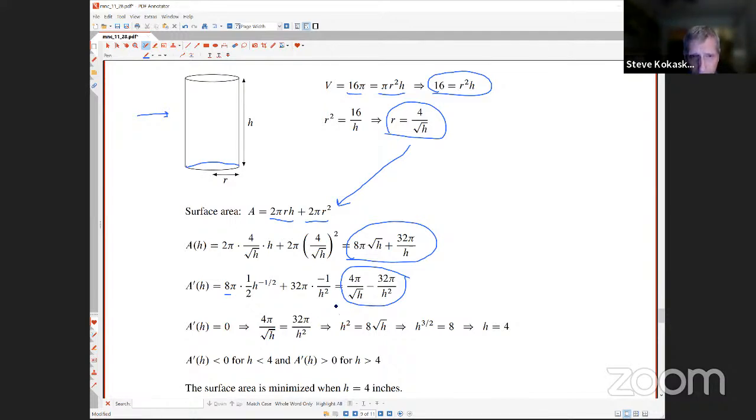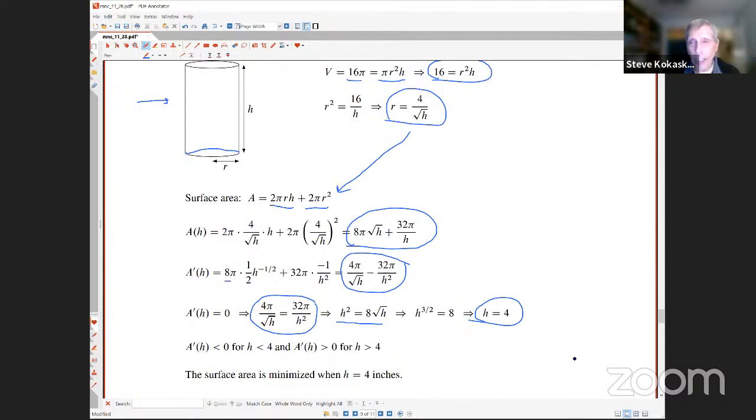So let's see. I set it equal to 0. Now I set those two quantities equal. Let's see, I think I can cancel the pi's. I did a little cross multiplying and I've got this expression. See what happened next. I guess I divided both sides by the square root of H. And son of a gun, I've got an H equal to 4. Boy, that worked out pretty nicely.